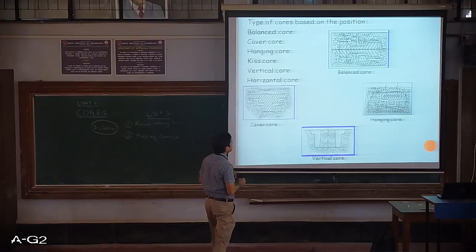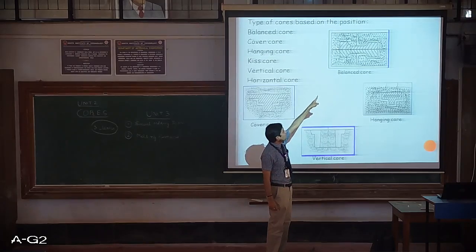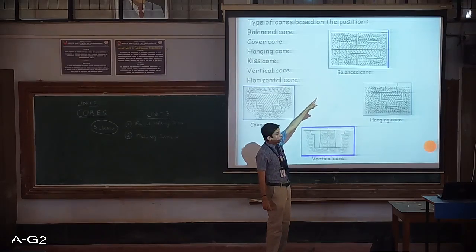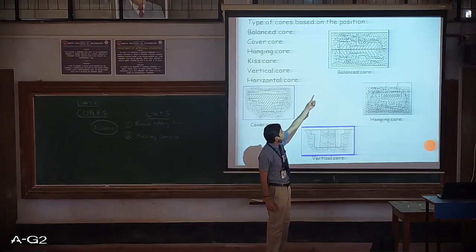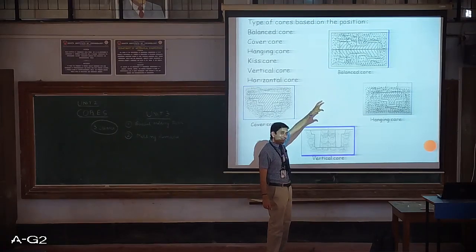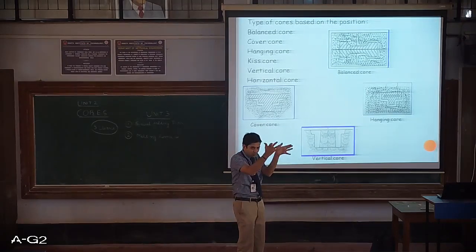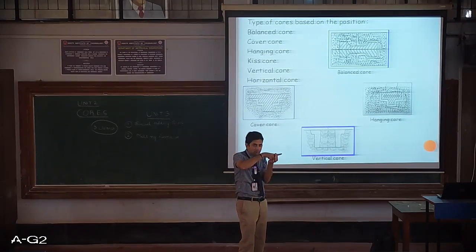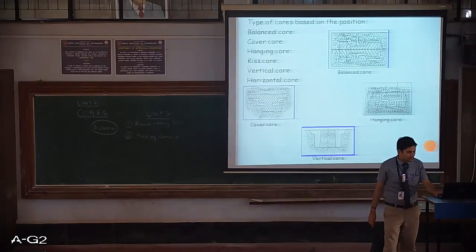Coming to the balanced core, the first one, that is the balanced core. What you can see inside is the core, and it is being balanced inside the mold cavity. How is it being balanced? Part of that core is plunging into the mold cavity. So by that you balance that whole complete core. So that's called a balanced core. For example, there will be a mold cavity and some core will be there.